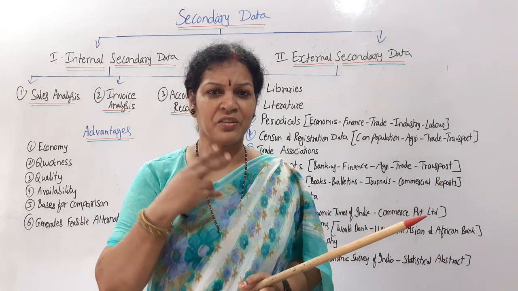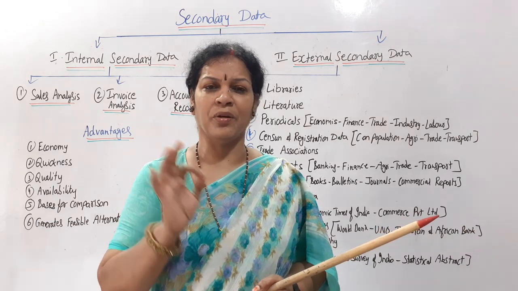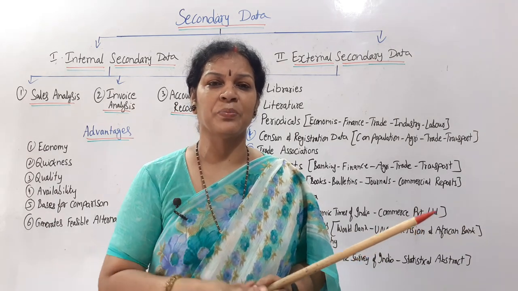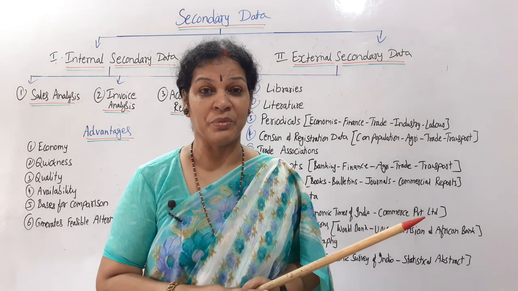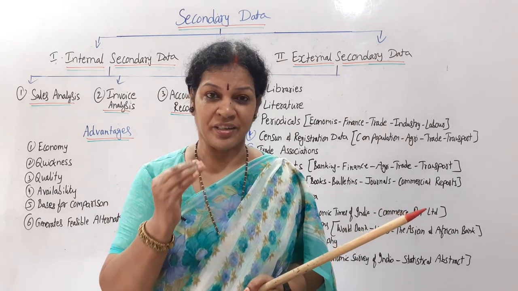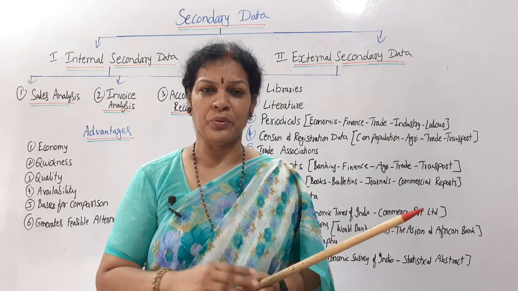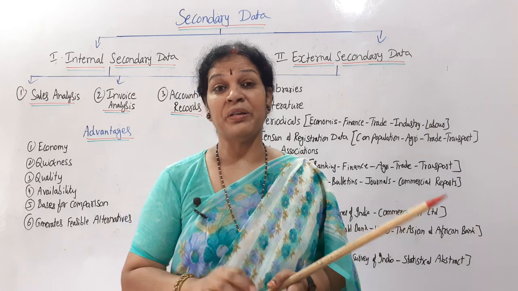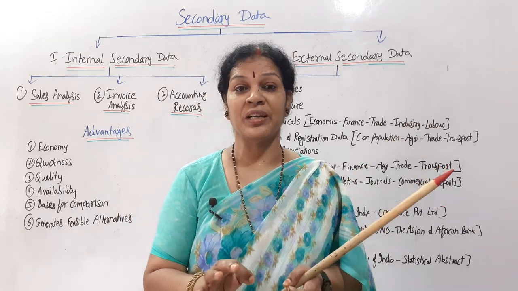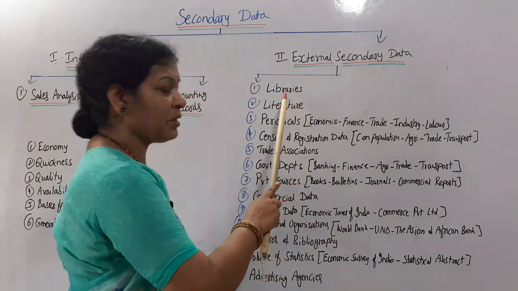For my research, I spent 2 days continuously, morning to evening. I spent 2 days in the library, the Osmania University library. Then I got an understanding of which topic I have to do and what material is available. So library is one of the best sources to collect the secondary data. That is why I have taken it first.